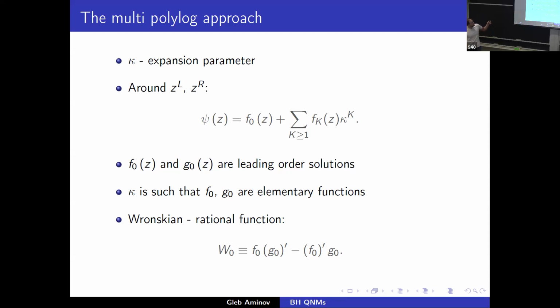So here we're going to write the wave function as a perturbative expansion, and the zero order, or leading order, solutions are f0 and g0. The main thing is that they are elementary functions. For AdS, they're like polynomials and logarithms. You can choose the parameter in a certain way, or this just happens like that. And f0 is the one that satisfies the boundary condition in this region, and g0 is the other one that doesn't satisfy the boundary condition. And then the Wronskian is always a rational function, which is also important.